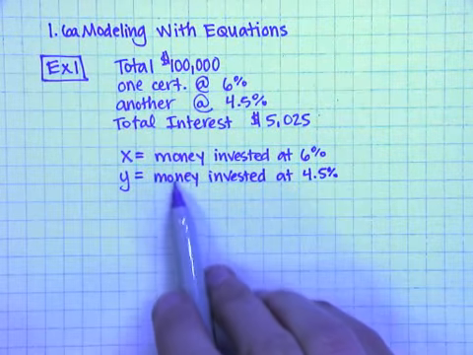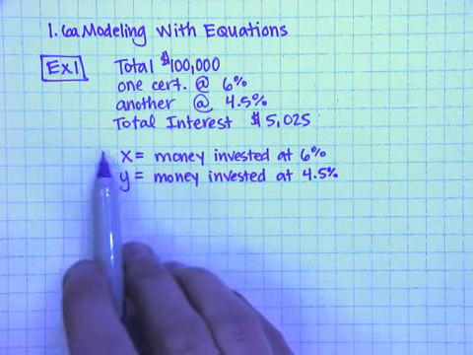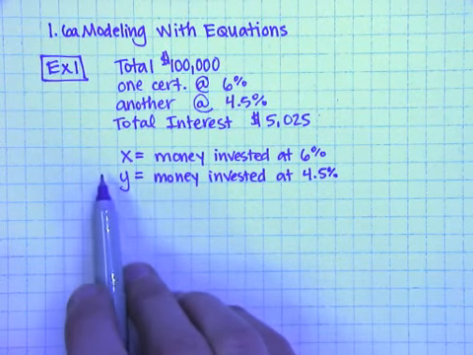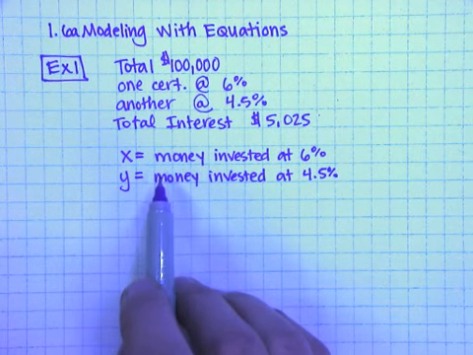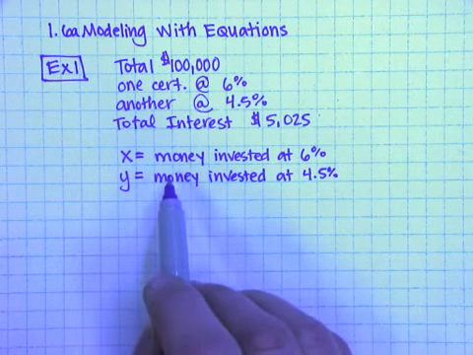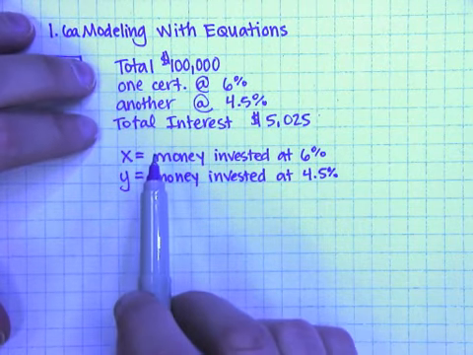Now, this is called defining your variables. And to get full credit on a test or a quiz, you're going to have to do this step of telling me what your variables are equal to, defining what they mean. Now that I've defined my variables, I'm going to look back at the problem and start trying to come up with a model.